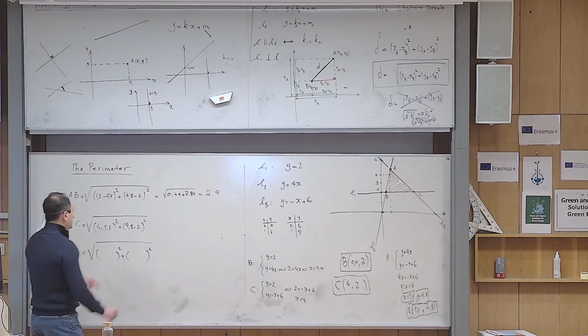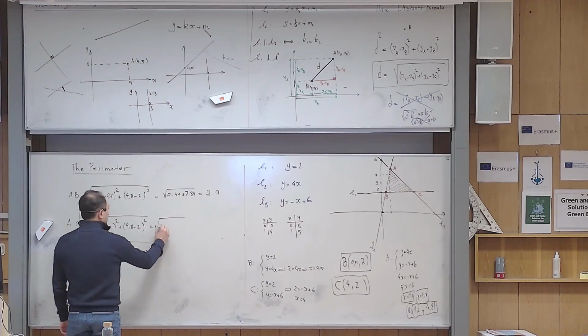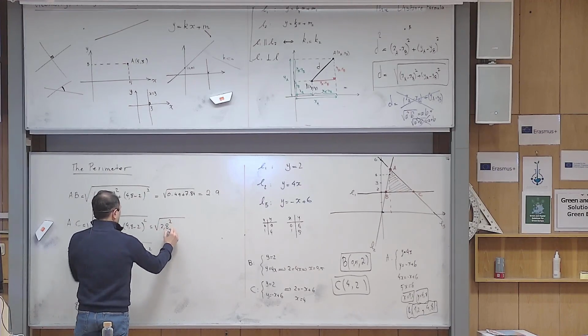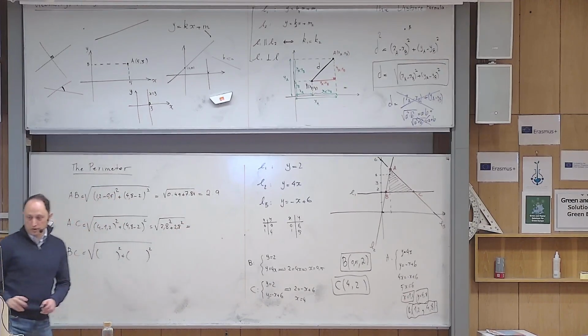Okay, and then what is this number? I can put this in GeoGebra directly. So this is 2.8 to the power of 2, and then again 2.8 to the power of 2. Let me put this in GeoGebra and find the answer.